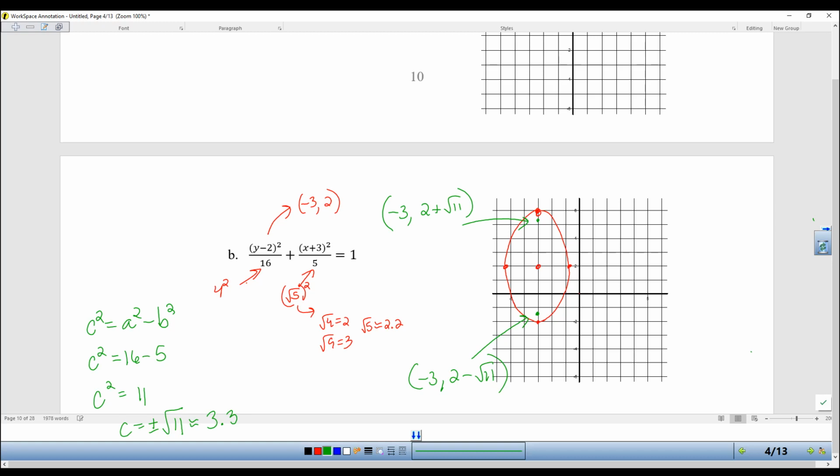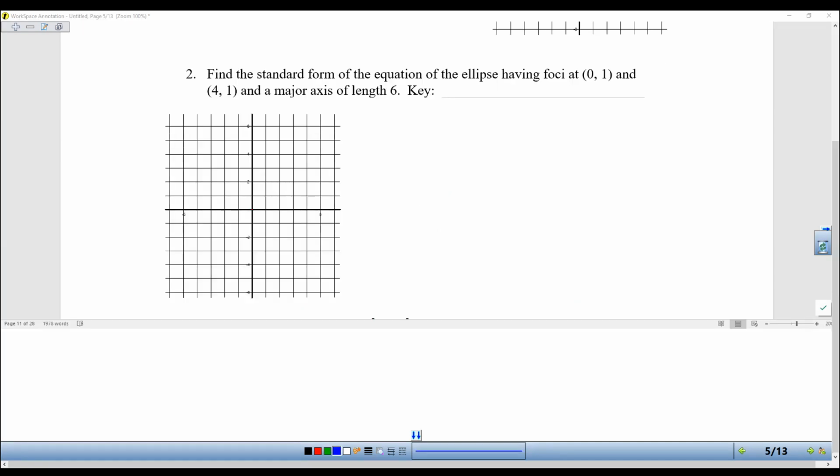All right, I think we found everything we needed. We got our center. I guess I didn't actually label it, but our center is at negative 3, 2. Our vertices are at negative 3, 8, and negative 3, negative 2. And then our foci. Number 2, find the standard form of the equation of the ellipse having foci at 0, 1, and 4, 1, and a major axis length of 6.